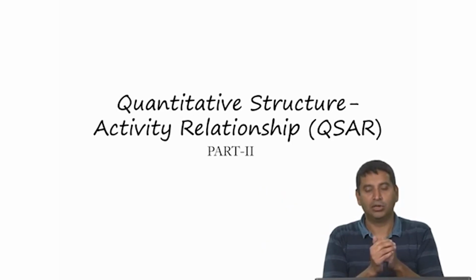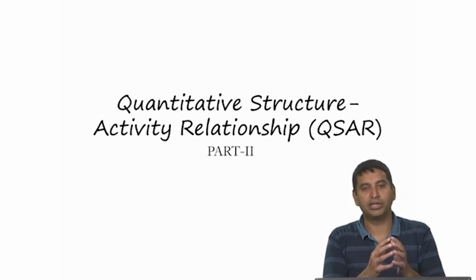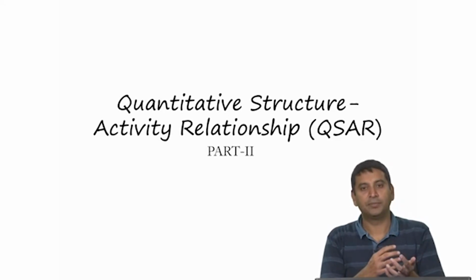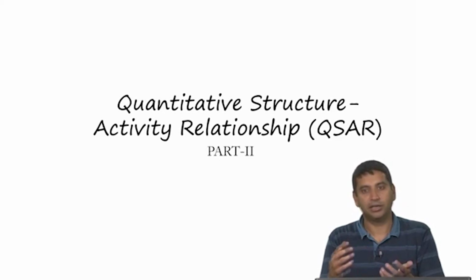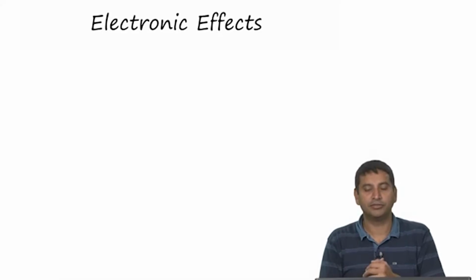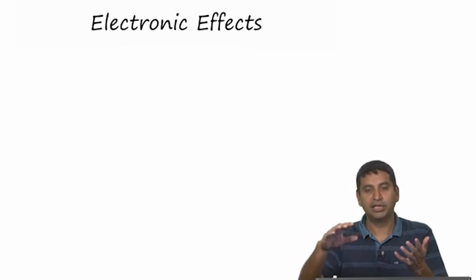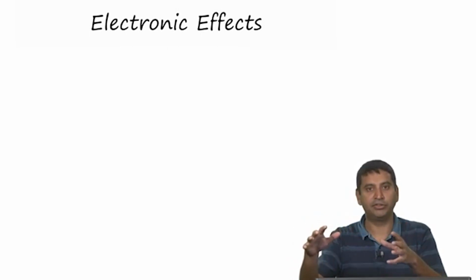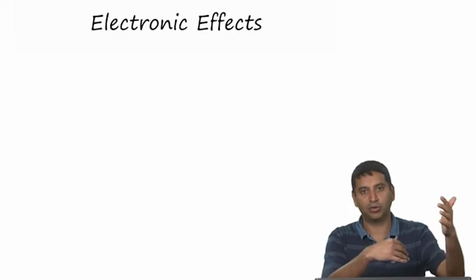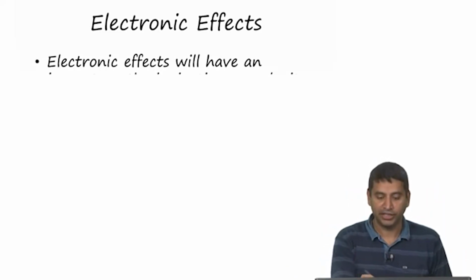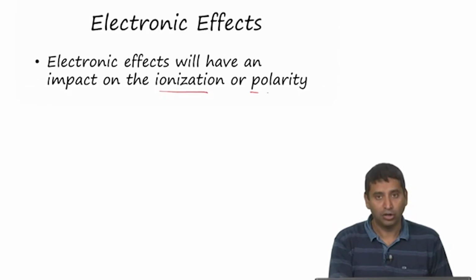Now, hydrophobicity is one of the important characteristics of a molecule. So, now we look at what are the other effects that can come into play. The first effect is an electronic effect. As you know, molecules have an electron cloud around them, and these electronic effects can play a major role in binding, especially in non-covalent interactions. One of the important electronic effects is on ionization or polarity.